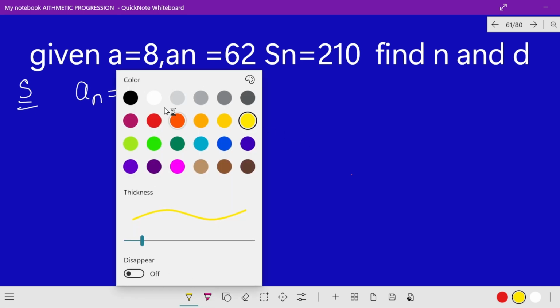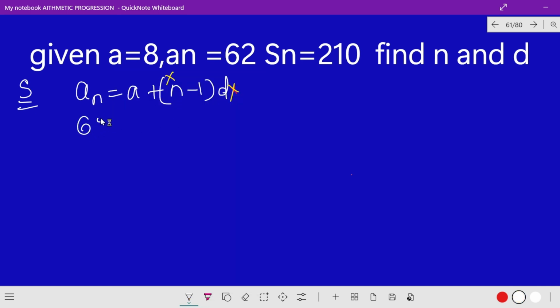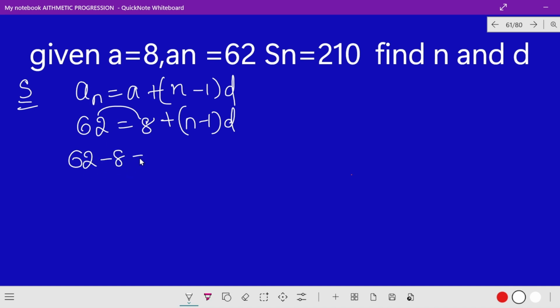So what are we going to do? We are going to just substitute. 62 is equal to 8, the a value is 8, plus n minus 1 into d. Keeping this as it is, 62 is given. 62 minus 8, I'll shift the 8 to the other side. 62 minus 8 is equal to n minus 1 into d. What answer do you get here? 62 minus 8 will be 54. So 54 is equal to n minus 1 into d.